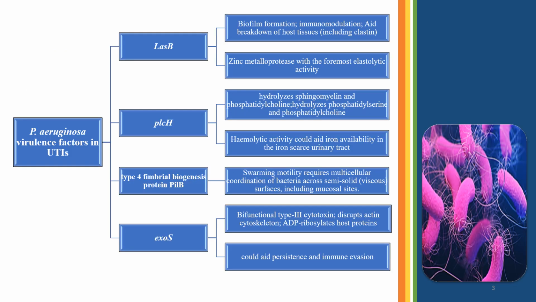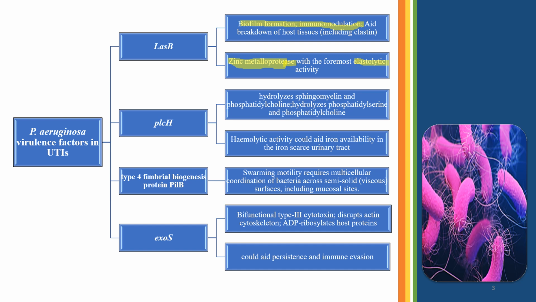In this slide, we discuss Pseudomonas aeruginosa virulence factors involved in UTI. The first factor is LasB, also known as elastase B. This is a zinc metalloprotease. This factor plays a role in tissue destruction through degrading elastin, fibrin, and laminin and other components of the extracellular matrix. Also, it causes immune evasion and biofilm formation in Pseudomonas aeruginosa strains.